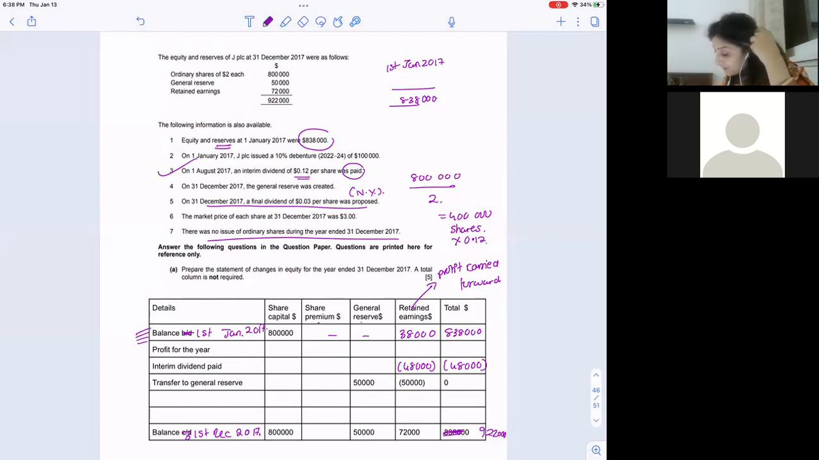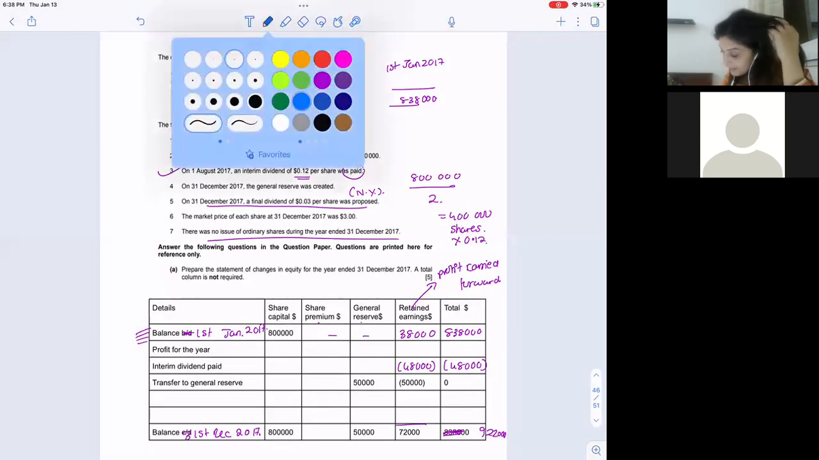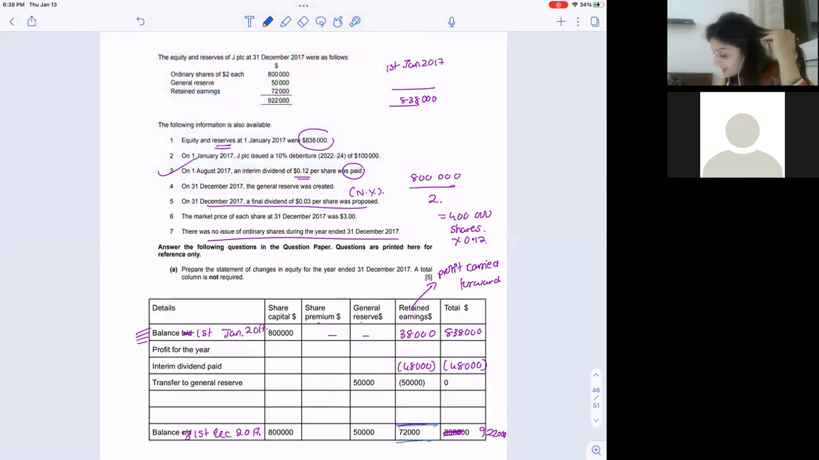Now your profit, you don't have profit, right? Profit for the year figure is what you need to find. Retained earnings final figure is plus 72,000. So you need to find your profit for the year as a balancing figure.